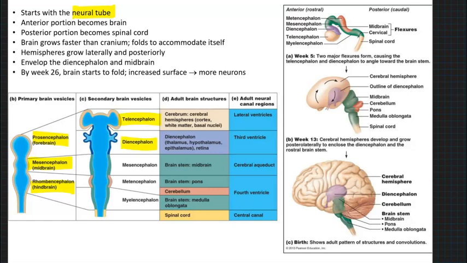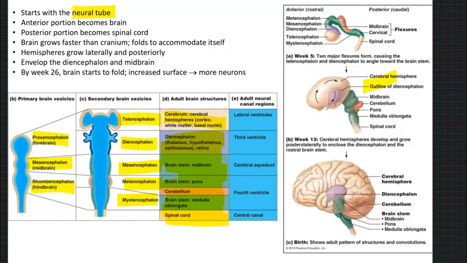You need to know secondary brain vesicles. And I will ask you, what do secondary brain vesicles develop into? So you can expect the question, myelencephalon. What does it develop into? It develops into medulla oblongata. Okay?